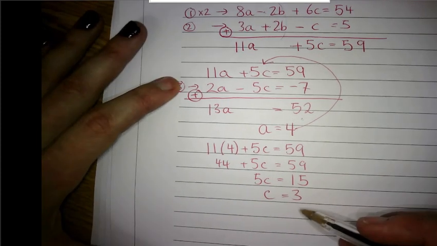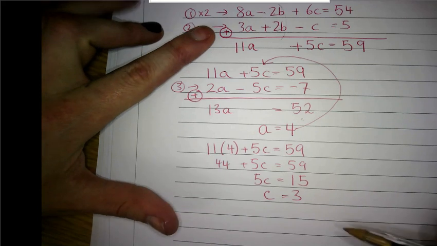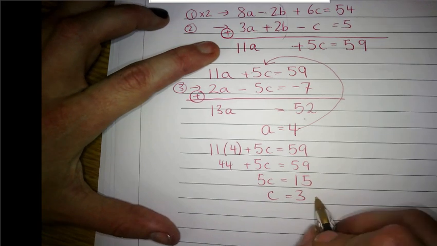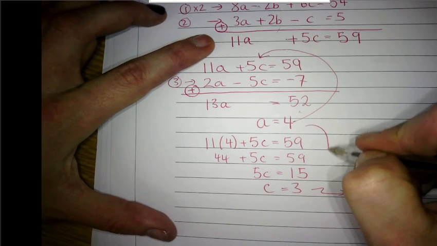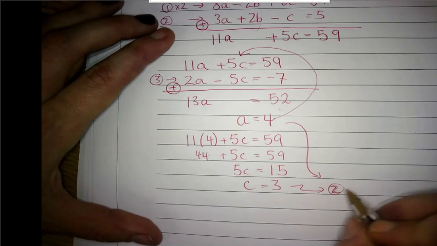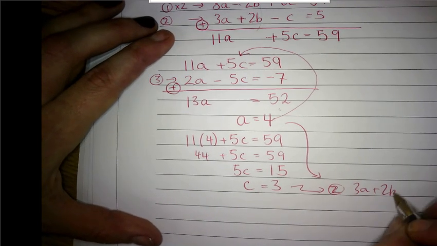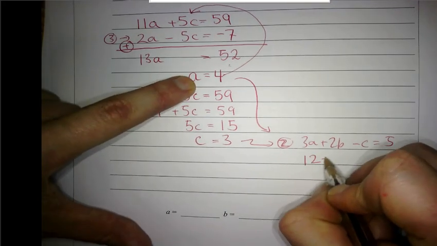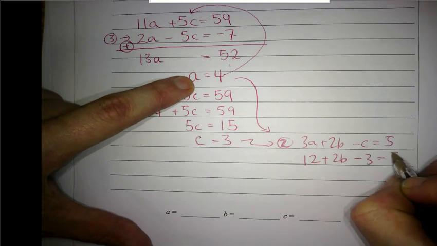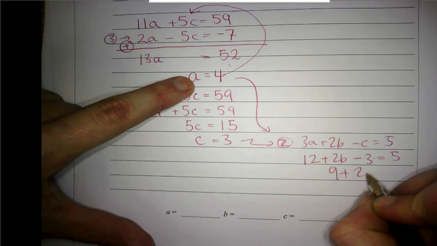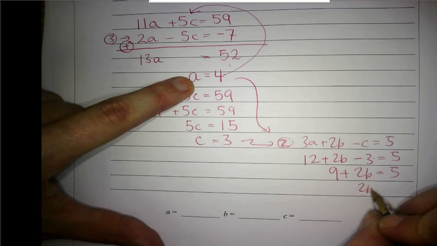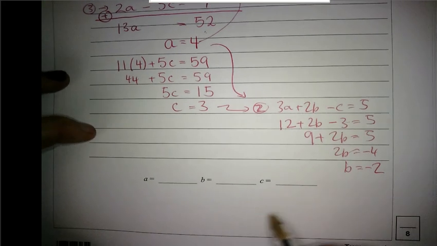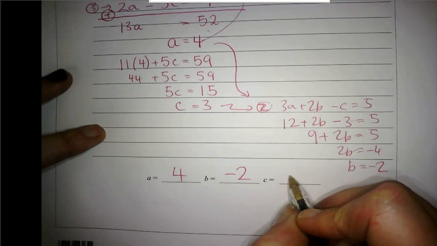And now I can substitute these values back into one of my original equations. To find b, let's go with equation 2. I'll take my values of a and c and substitute them into equation 2, which was 3a plus 2b minus c equals 5. So I'm going to have 3 lots of a is going to be 12 plus 2b minus 3 equals 5. 12 take 3 is 9 plus 2b equals 5. Take away 9 on both sides. 2b equals minus 4. Divide by 2. b equals negative 2. Another nice integer. So a is 4, b is negative 2, c is 3.